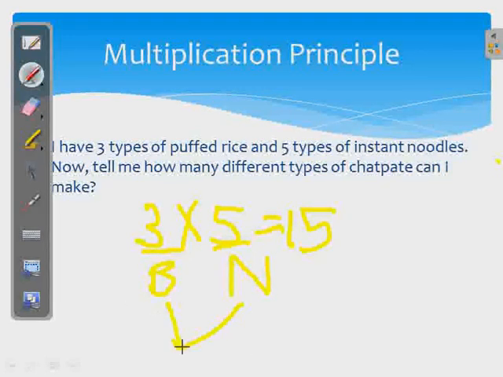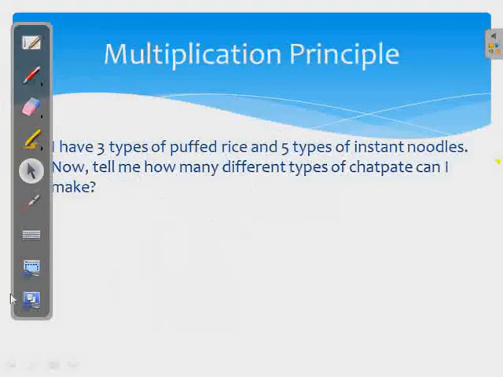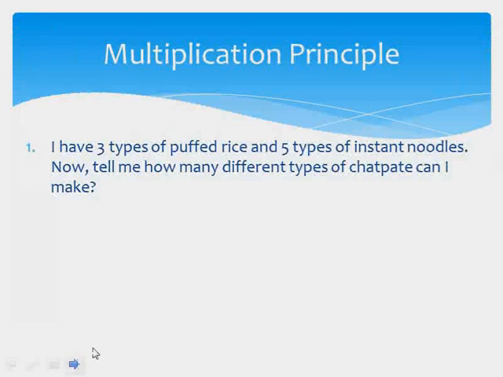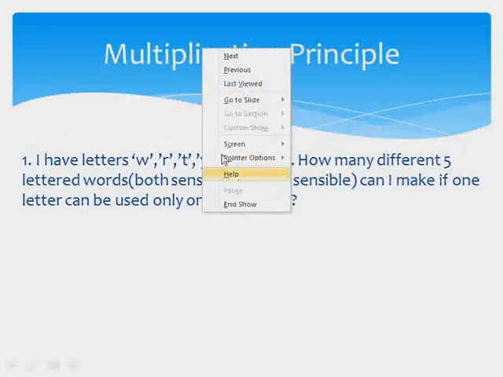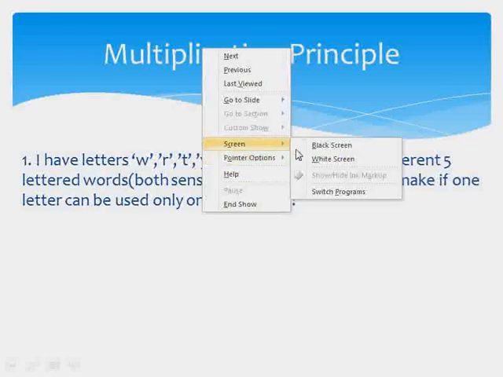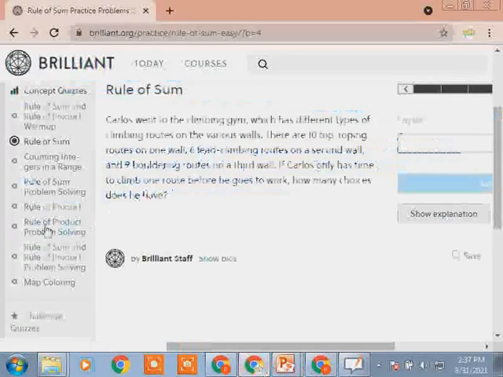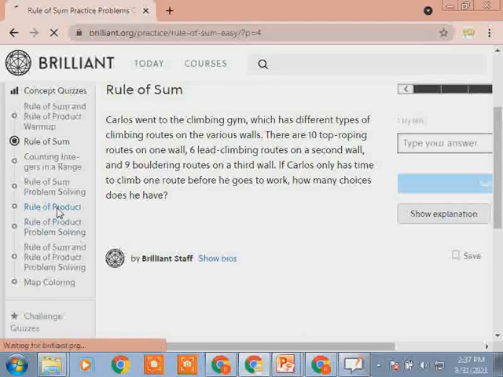Chatpate is basically when we fill the blank. So there are 15 ways we can fill the blank. We got it by the multiplication principle and also experimentally. Okay, so our next question goes like this. But before this, I would like to go to brilliant.org and solve some problems from here, rule of product.